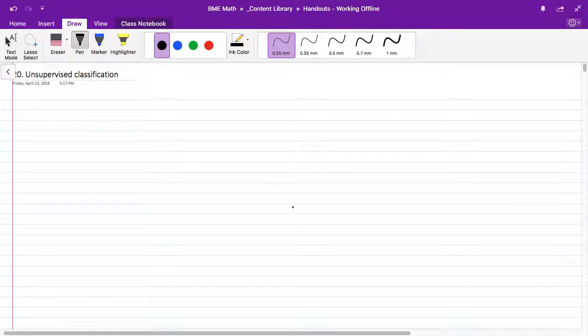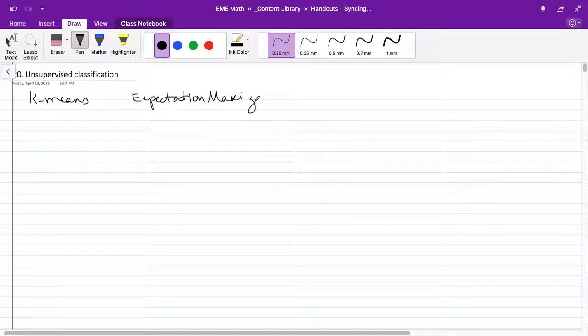So today we're going to learn another, I think, useful thing, which is how do we classify things when we don't have labels. So we're going to learn two algorithms. One is called k-means, and the other one's called expectation maximization.